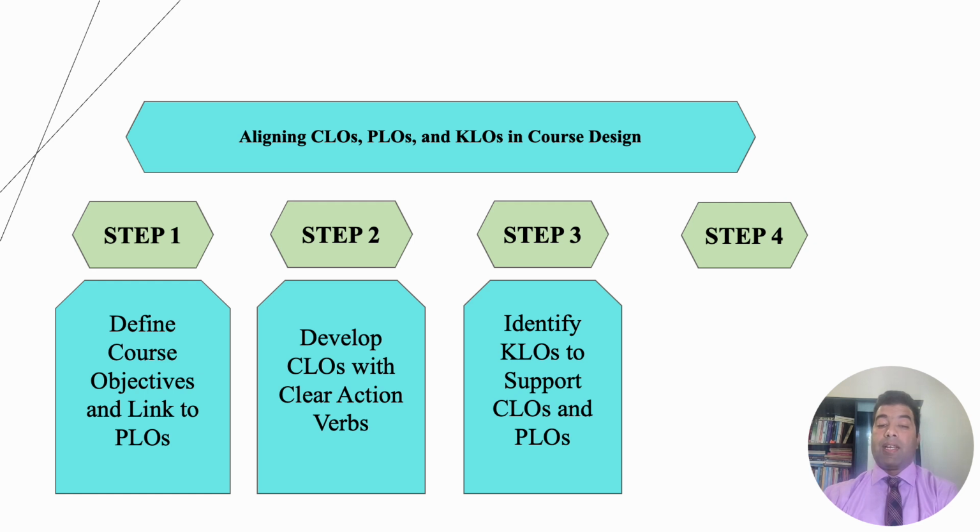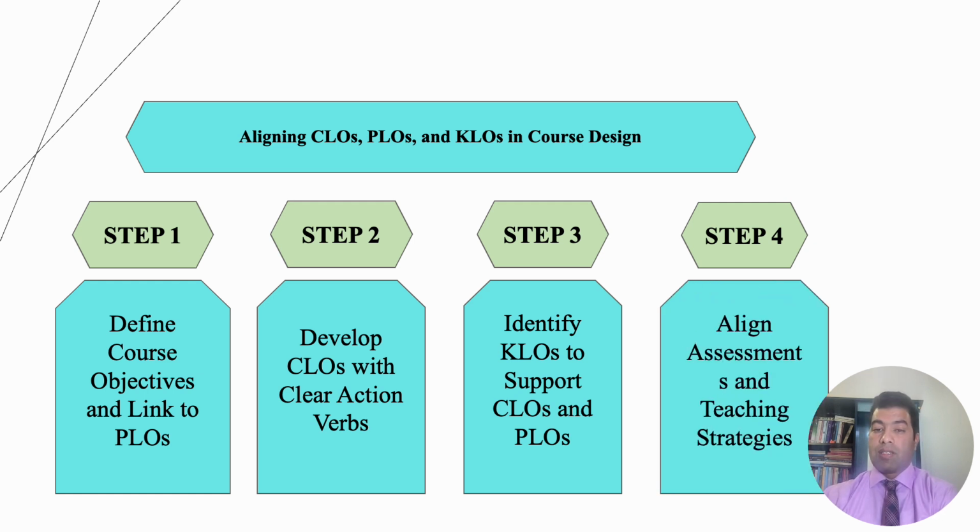Step 3 is to identify KLOs to support CLOs and PLOs. I mean, knowledge learning outcomes should support course learning outcomes and program learning outcomes. So they should be integrated, they should be aligned. For example, for the course Introduction to Linguistics, or the course Thesis Writing, the basic thing is a certain level of knowledge and skill for the students.